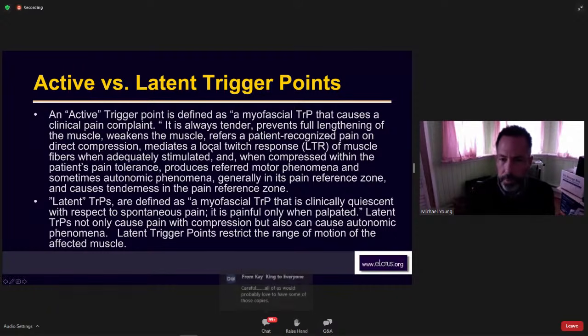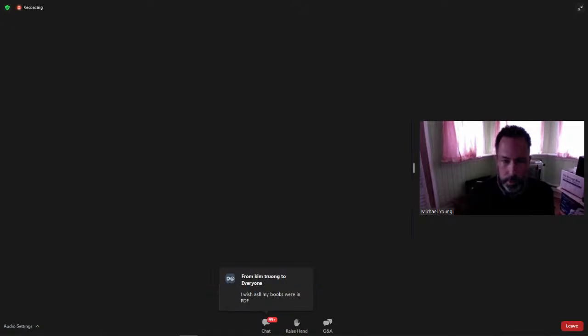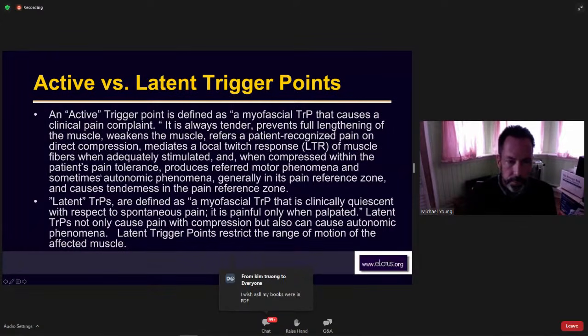It weakens the muscle, refers a patient-recognized pain on direct compression, mediates an LTR when it's stimulated properly, and when it's compressed, usually causes the patient's pain pattern, and sometimes autonomic or satellite trigger point effects. Latent trigger points are defined as a myofascial trigger point that's clinically quiescent with respect to spontaneous pain. It is painful only when palpated. Latent trigger points not only cause pain with compression, but can also cause autonomic phenomena, and they restrict the range of motion of the affected muscle.